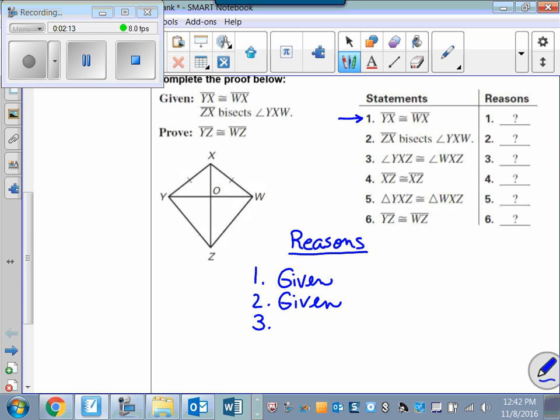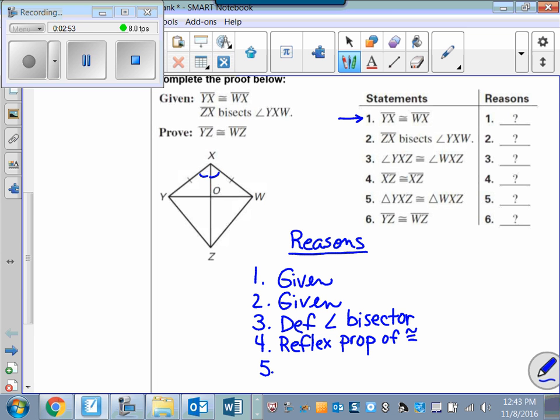Okay, number 3. What does step 3 say? It says angle YXZ, so that's this one right here, is congruent to angle WXZ. That's that one right there. And of course we know that because that large angle is being bisected. So we know that by the definition of angle bisector. Okay, step 4. How do we know XZ is congruent to itself? That's the reflexive property. Reflexive property of congruence.